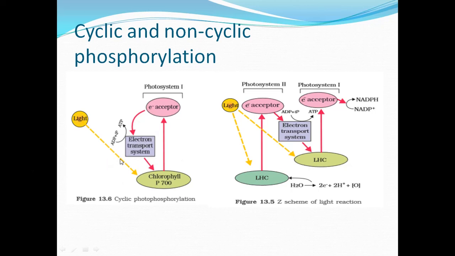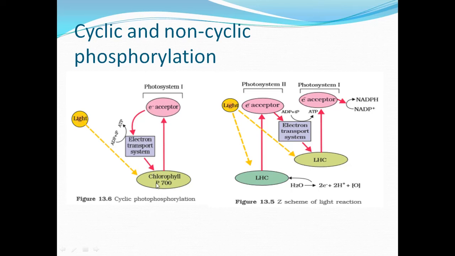Now cyclic photophosphorylation involves photosystem 1. This chlorophyll P700 is a reaction center of photosystem 1. So cyclic photophosphorylation involves only photosystem 1. Now here the light harvesting complex absorbs the sunlight. This is the light harvesting complex, and the reaction center of the light harvesting complex absorbs the sunlight, gets excited, and releases the electrons.